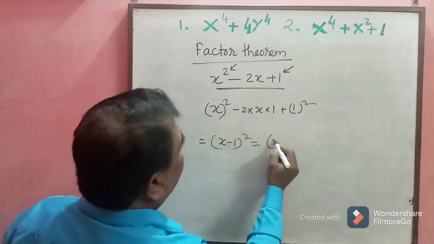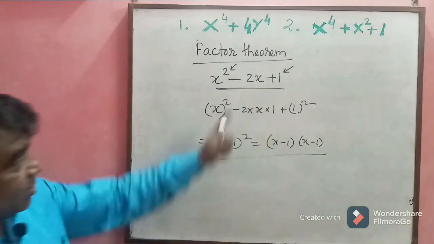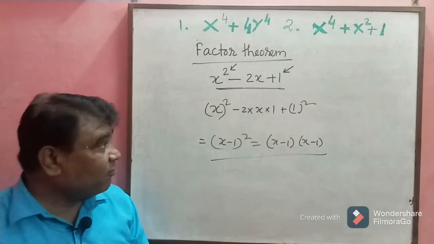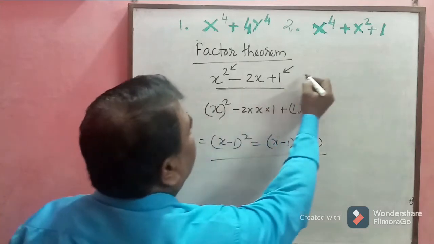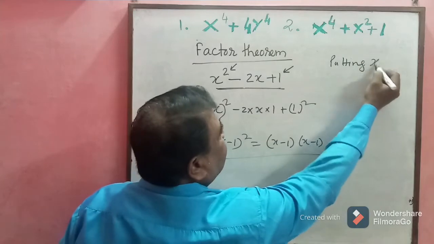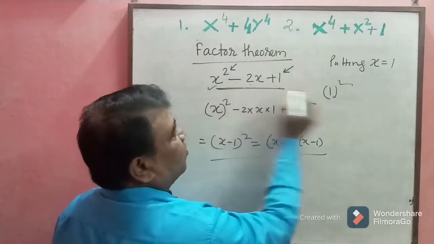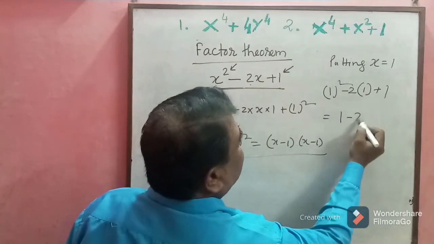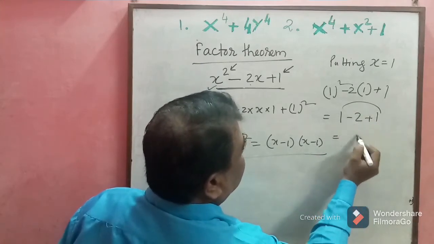So I have told you already, for a binomial, this will be factorized by using an identity. But here what I want to say is a bit different. Different means how, you see, here if I put x is equal to 1, so now 1 square, this one, minus 2 into again 1 plus 1. So this is 1 minus 2 plus 1. This is your 1 plus 2 is 2 minus 2, 0.